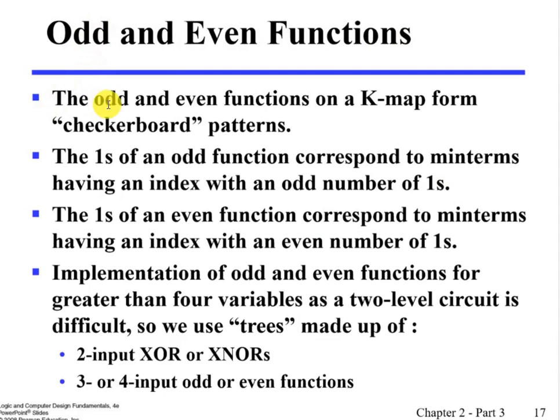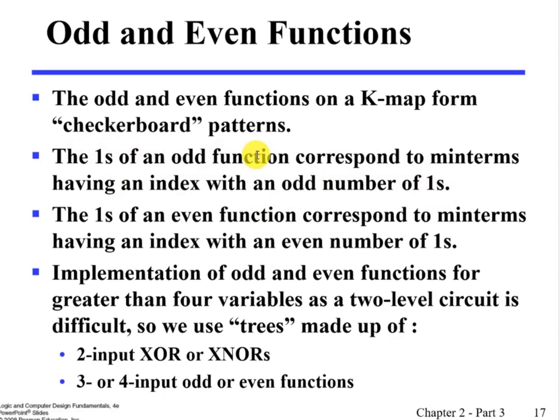Let me quickly define the odd and even functions as we discussed. The odd and even functions on a K-map form a checkerboard pattern. In particular, the ones of an odd function correspond to minterms having an index with an odd number of ones.